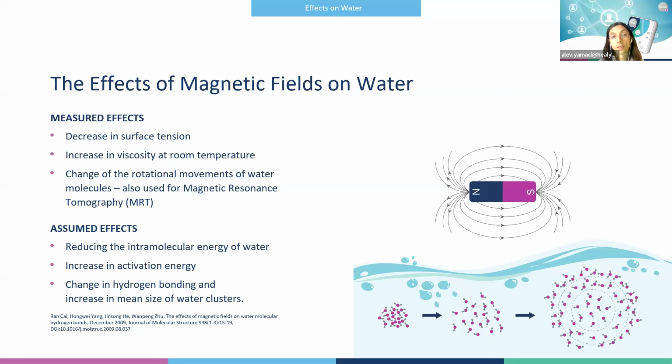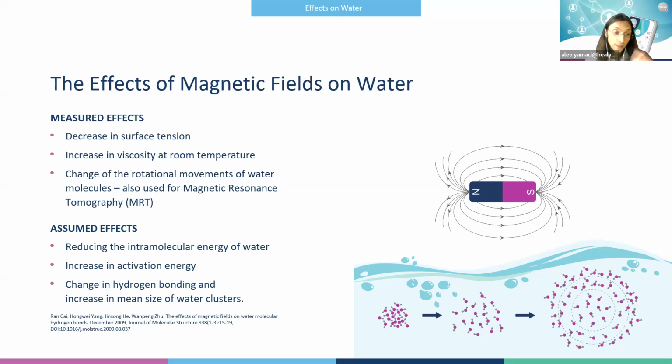And this is of course used in MRTs. So in MRT, you basically align all water molecules in the same direction with a very, very strong magnetic field. And then you switch off the magnetic field, and then basically the molecules rearrange. And in the speed of the rearrangement, you can see what kind of structure you have in the body.